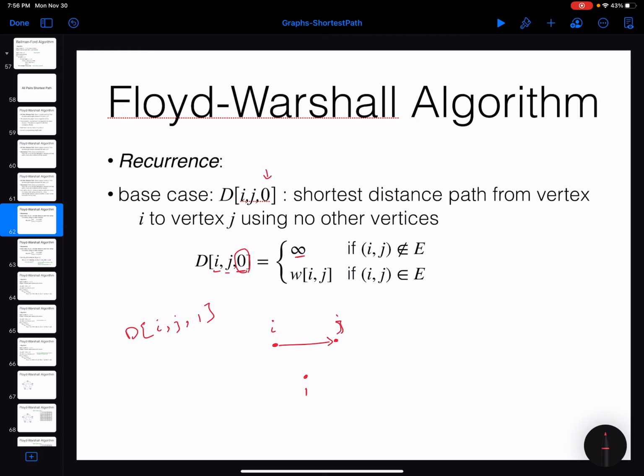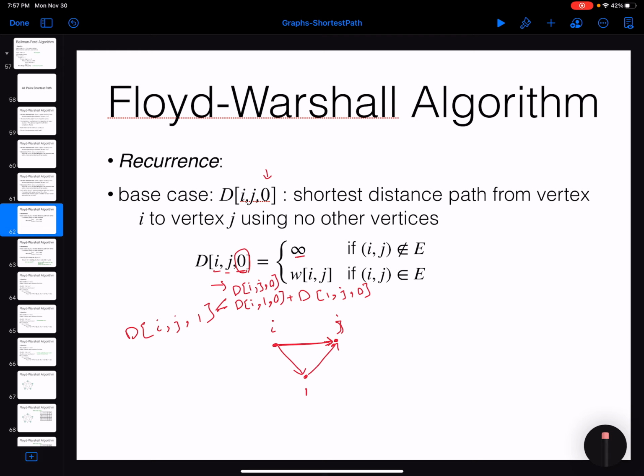So you should either go from I to J using a direct edge, or you can go from I to 1 and then from 1 to J. So basically this is going to be either D of I, J, and 0, without any additional node, or using D of I to the node 1, not using any other node, plus D of 1 to J using no other nodes.